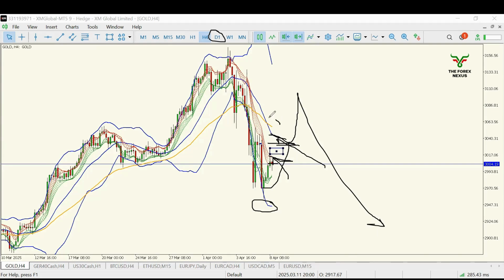But here ZZL is forming, fresh ZZL zone is forming. So here and here, we will focus on sell re-entries at these points. Okay, any question?